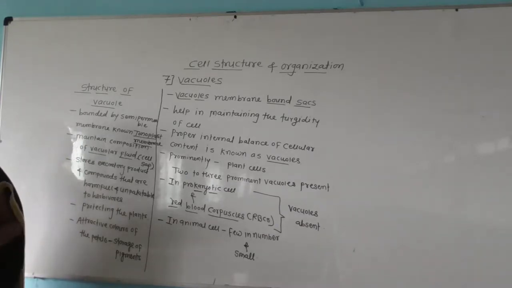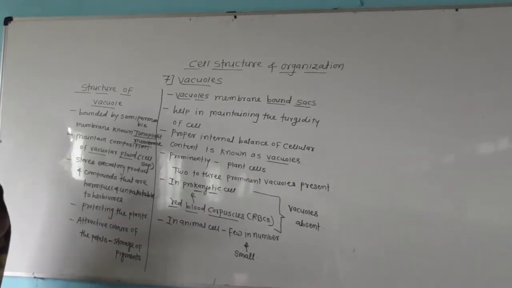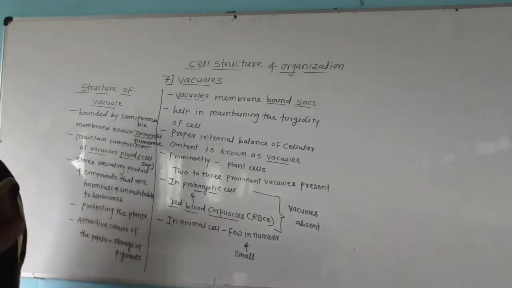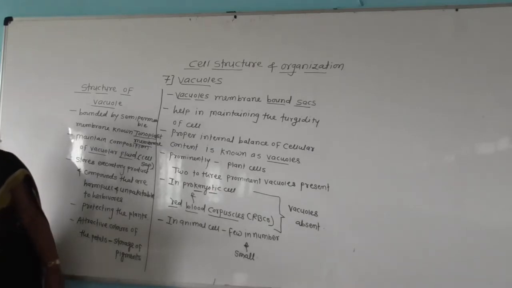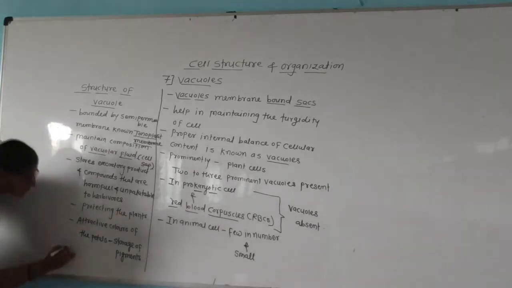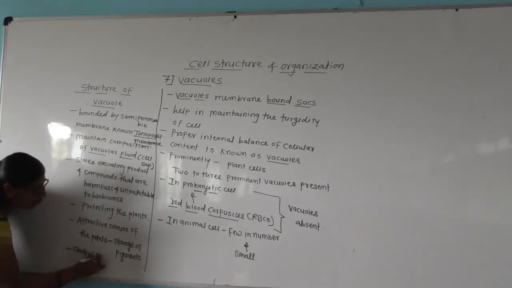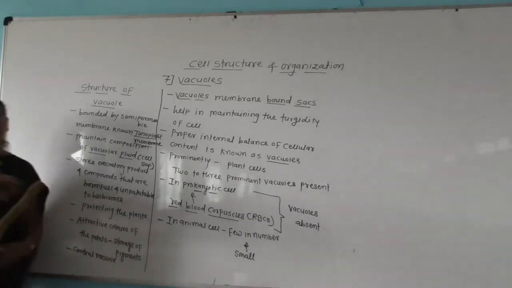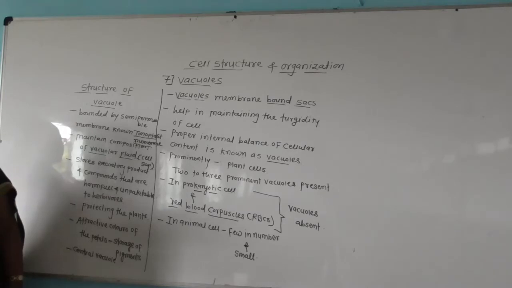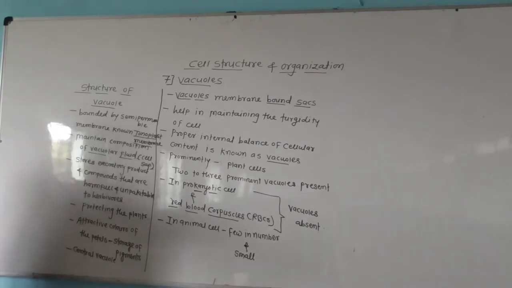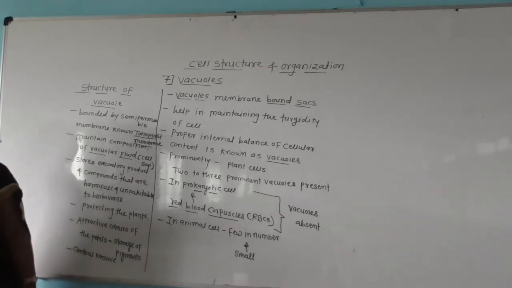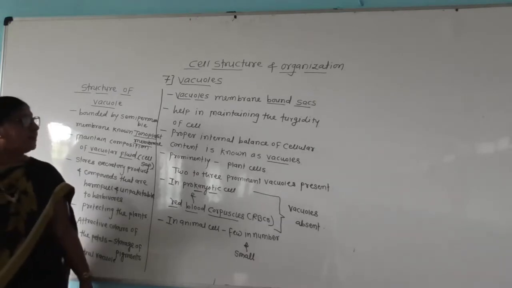In some large plant cells, a single large vacuole occupies the central part of the cell, hence called central vacuole. In such cells the vacuole can occupy about 90% of the total volume of the cell.